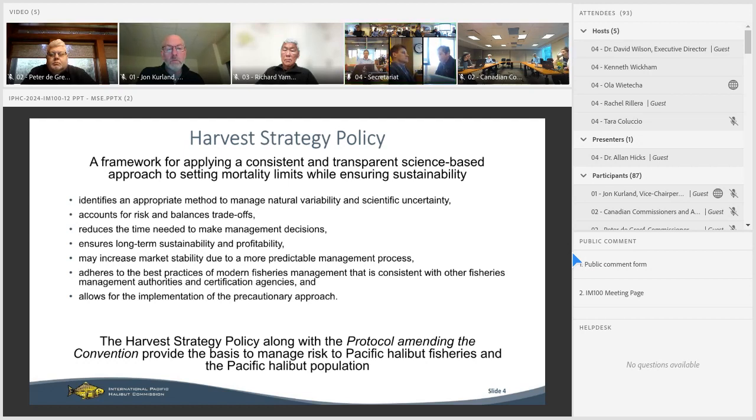I want to note, though, that this harvest strategy policy is not to replace anything that's defining the commission. So it's really going to be used alongside the protocol amending the convention and providing the basis to manage risks to Pacific halibut fisheries and the population. So it's another document that's really a guiding document on how the Pacific halibut population is managed.